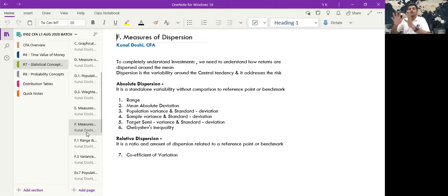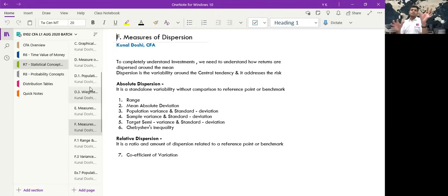Okay. Today's session is mostly going to be focusing on different types of dispersion. Fortunately, because we have a calculator, we have all the functions in the calculator, but I'll also focus on how to do it manually. Even though not required, we'll still understand it.